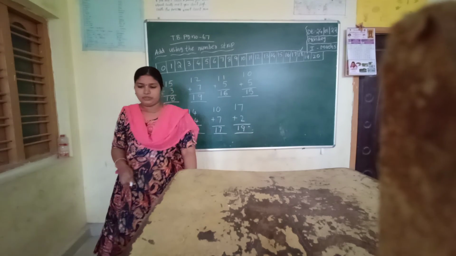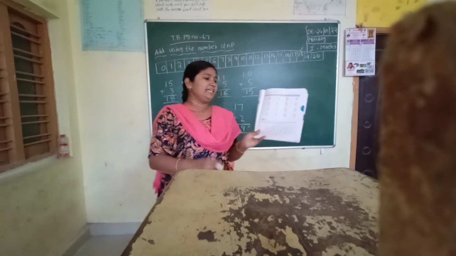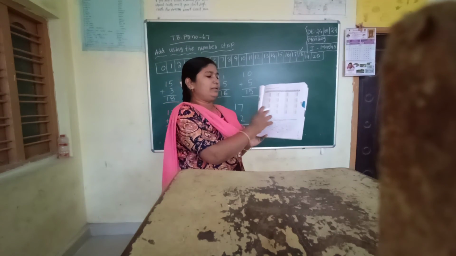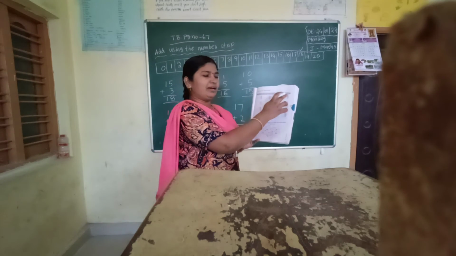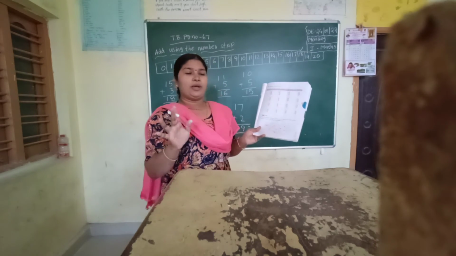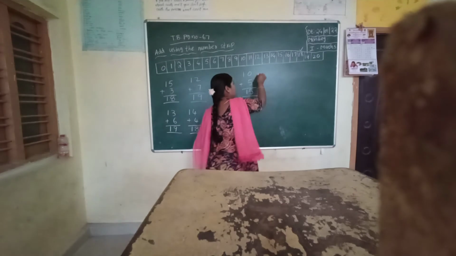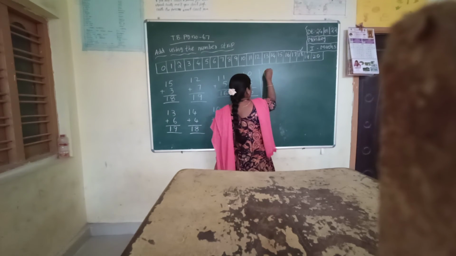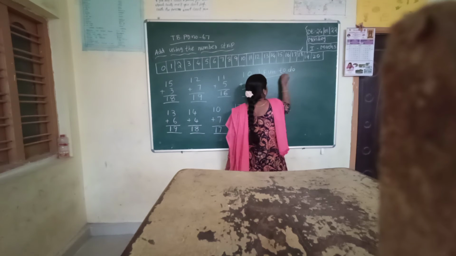Already in your textbook you have 16 problems. Out of 16, I explained here. The remaining 8 problems you have to complete in your textbook. Just use the number sheet, count the numbers and write down the answers. Over, after here you have Fun to Do. Okay? Continuously, Fun to Do.